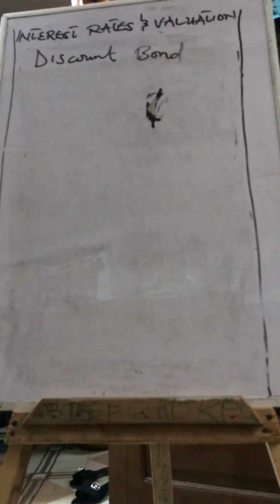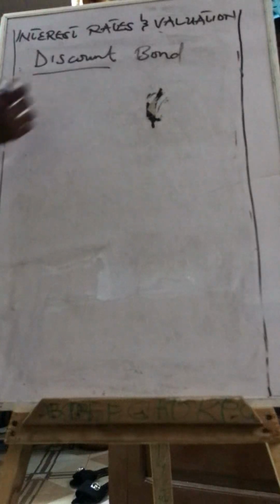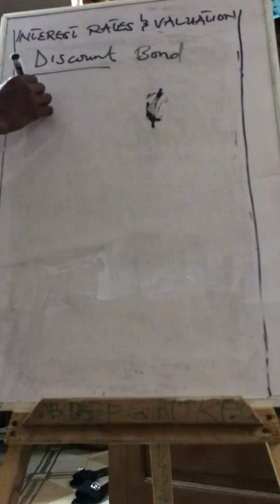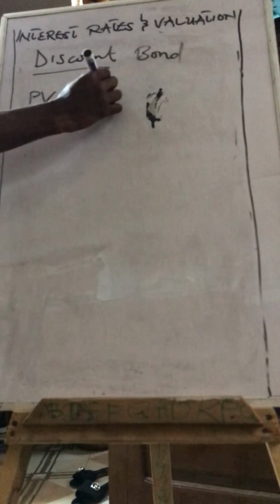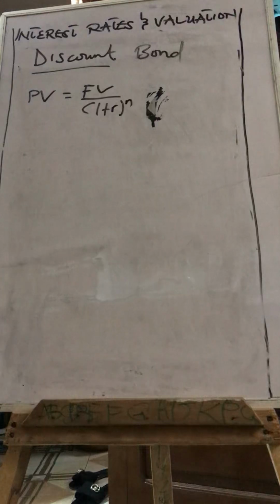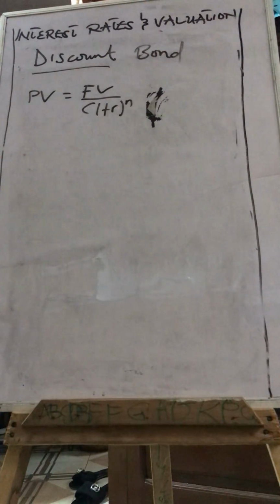So the yield to maturity on such a bond, like the discount bond, could be determined using the normal present value formula that we know, which is present value equal to future value divided by 1 plus r exponent n. So we can determine the yield to maturity using the normal present value, since the promised face value could be taken as the future value and the bond price as the present value, so that we solve for the interest cost that equates the future value to the present value.